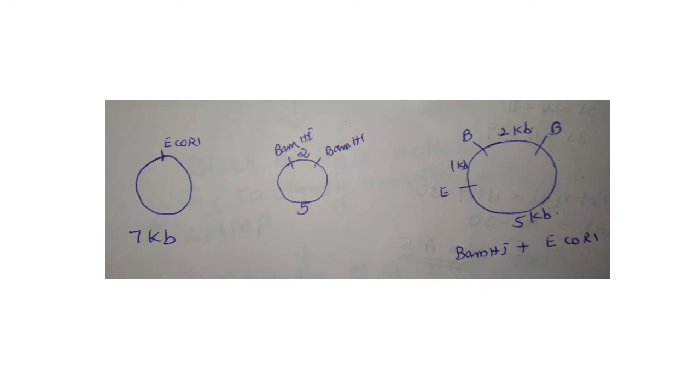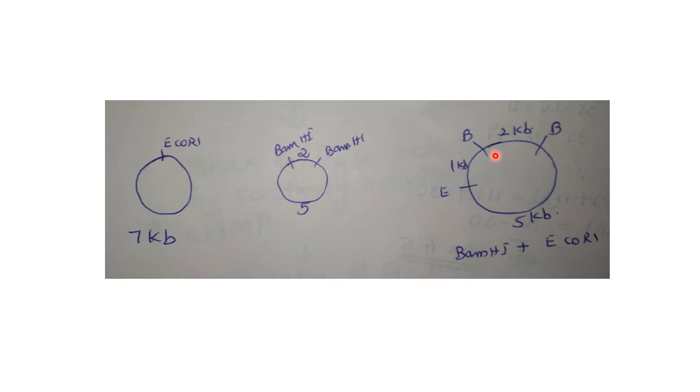Now BamHI cutting, you got two different bands. So naturally BamHI has two restriction sites in the plasmid. So you will get a 2 kb band and a 5 kb band. Now if you cut with both EcoRI and BamHI, you will get 3 fragments because BamHI has 2 sites and EcoRI has 1 site. So BamHI and EcoRI cutting will give you one 4 kb band, a 2 kb band and a 1 kb band. I made a mistake here. This is not 5, this is 4.